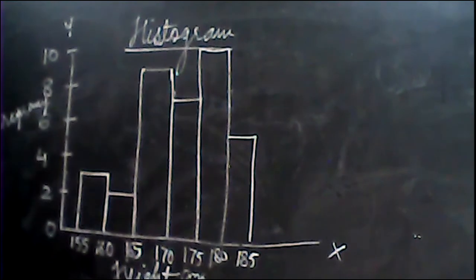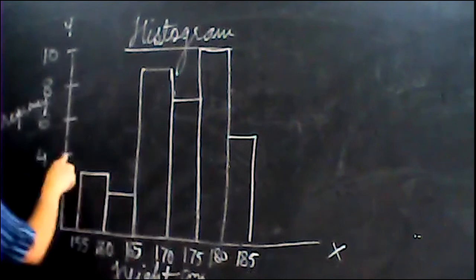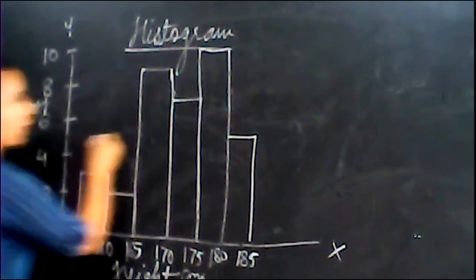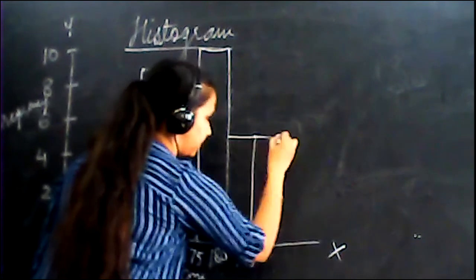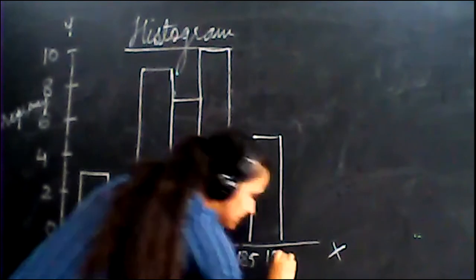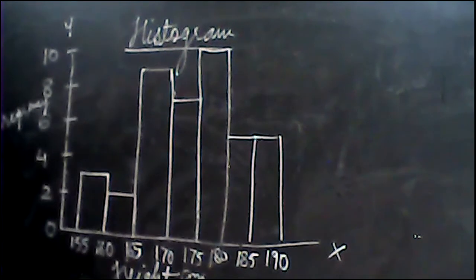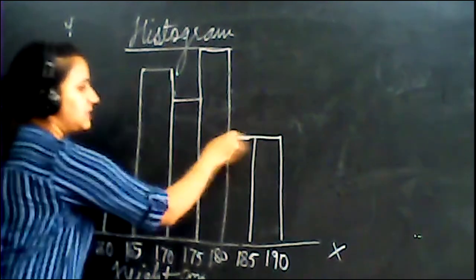Right? The next one is 185 to 190 is again 5. This is 5. So we will plot this absolutely here again. It is 185 to 190. We have made this equal because both have the 5 frequency.